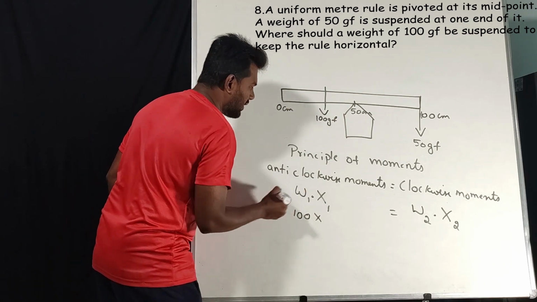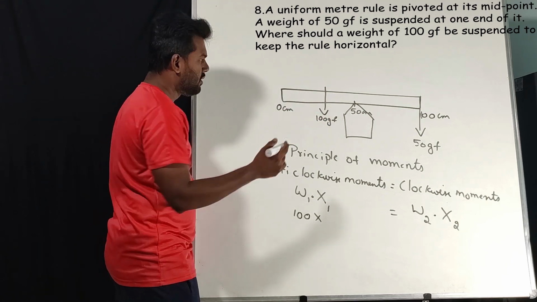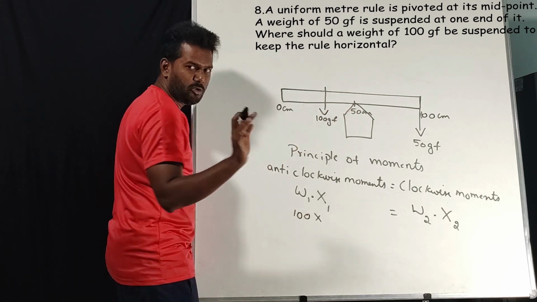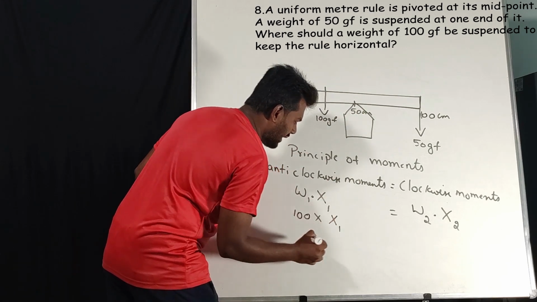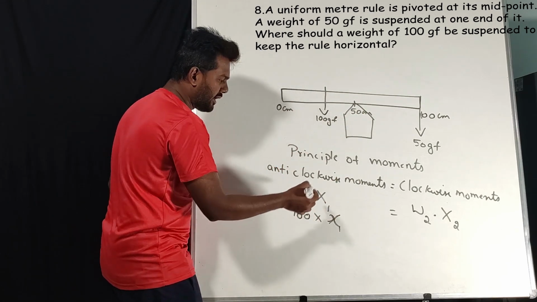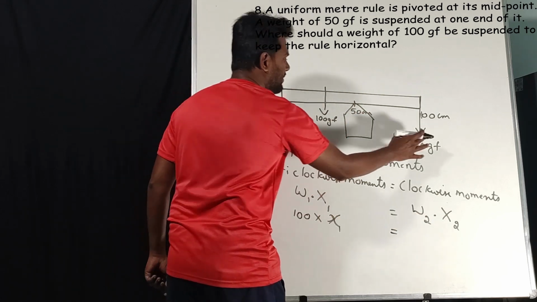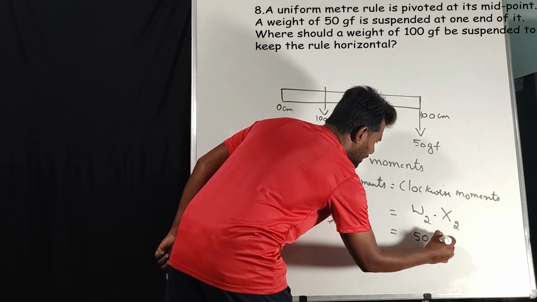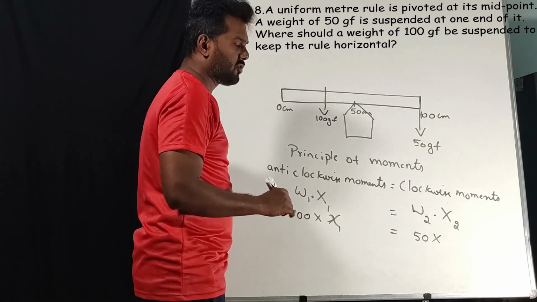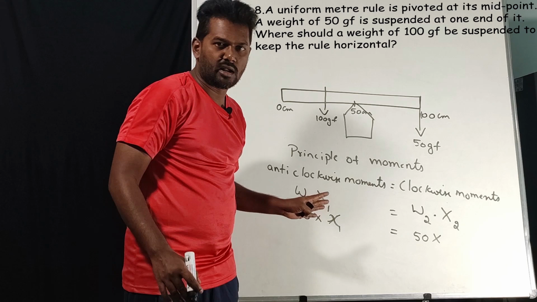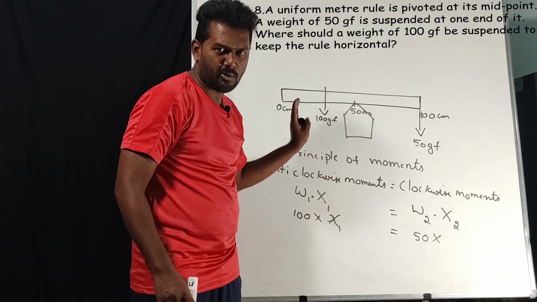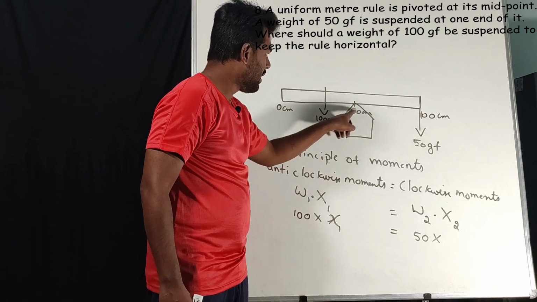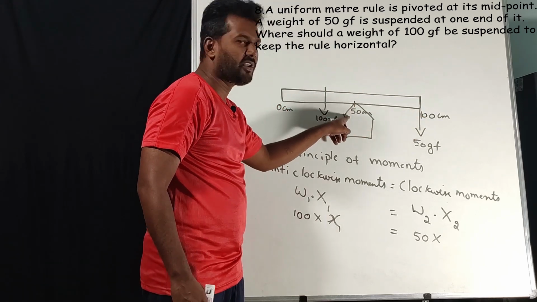So no need to write it. 100 into x1. Do we know the value of x1? No. That is nothing but the distance between the load and the pivoted point, that we don't know. That is what we are going to find. Write it as x1. So 100 into x1, and W2: what is the weight on the clockwise side? 50 GF. Just write 50 into x2. What is the value of x2? I told you x2 and x1 are the distances from the load to the pivoted point. What is the value of x2 from this load to the pivoted point? From 100 centimeter to 50 centimeter.